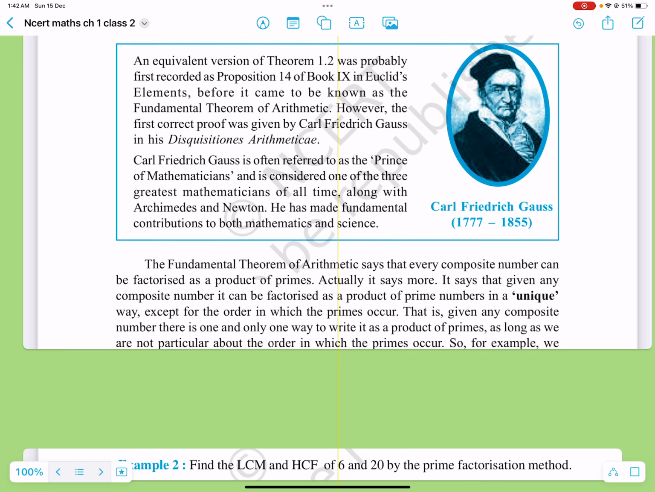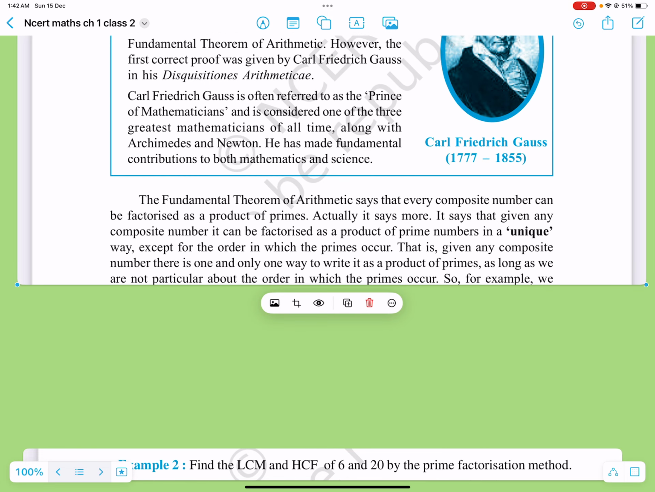All right, so we have discussed it in a lot of detail. And there are some highlights that I want to talk to you about. If you read these lines in your NCERT book, it says the fundamental theorem says that every composite number can be factorized as a product of primes. Actually, it says more. This is what you need to focus on when you read any book. You need to read between the lines. That's how you gain the most knowledge and understand the concepts. So it says that given any composite number, it can be factorized as a product of prime numbers in a unique way, except for the order in which the primes occur. That is, given any composite number, there is one and only one way to write it as a product of primes, as long as we are not particular about the order in which the primes occur. We have discussed it in a lot of detail in the last video, and if you want to understand what these lines mean, you should go back to that video.